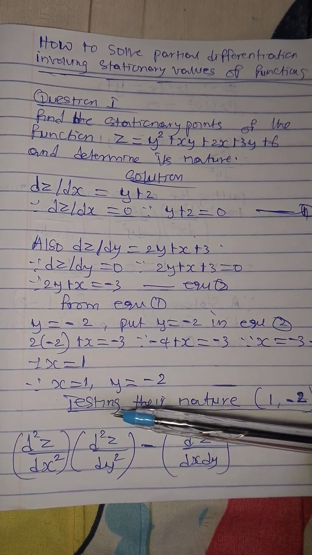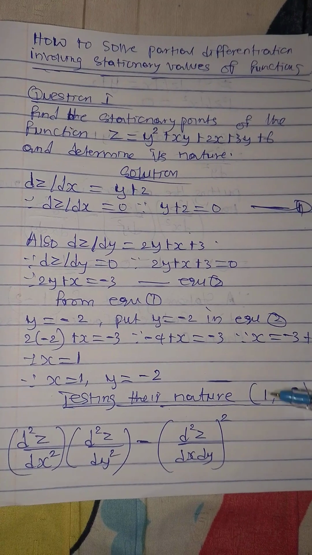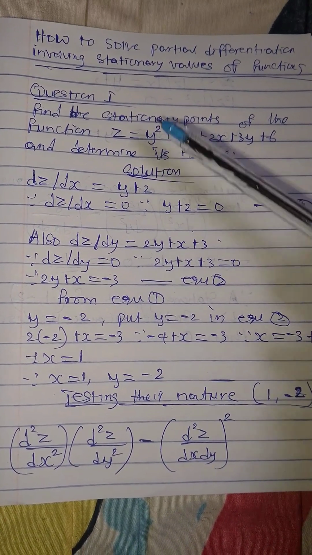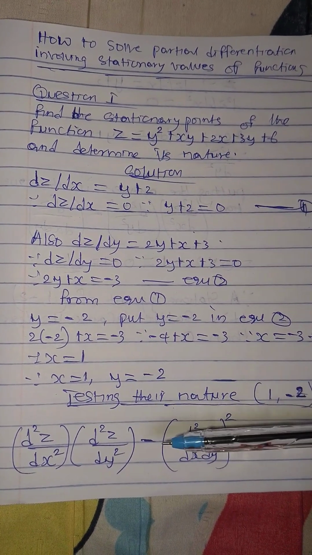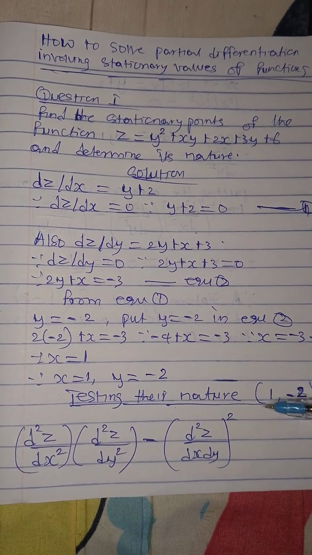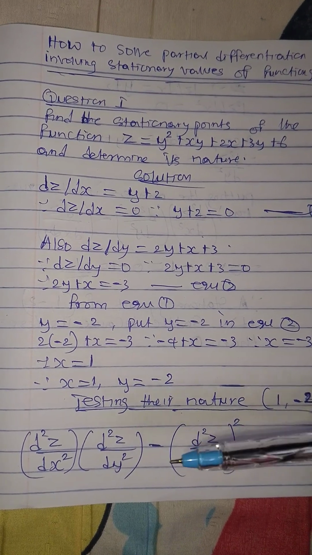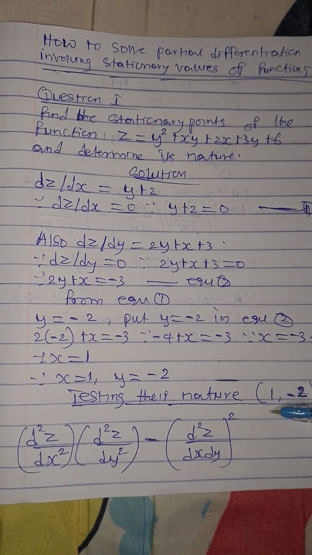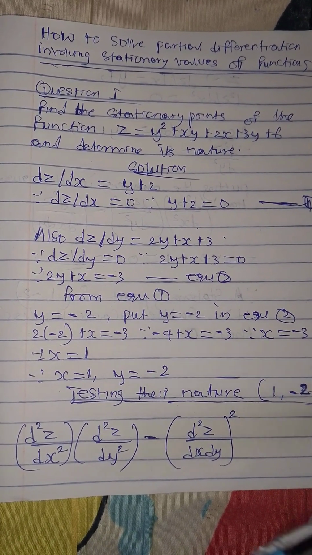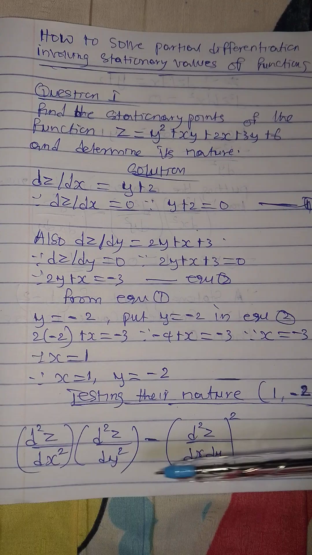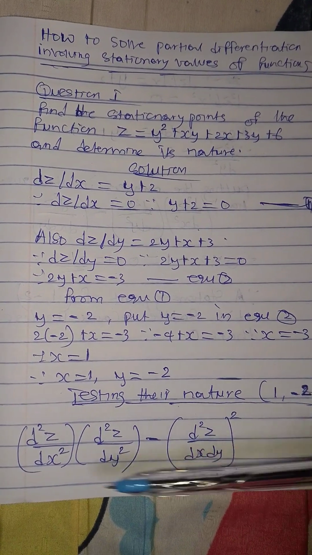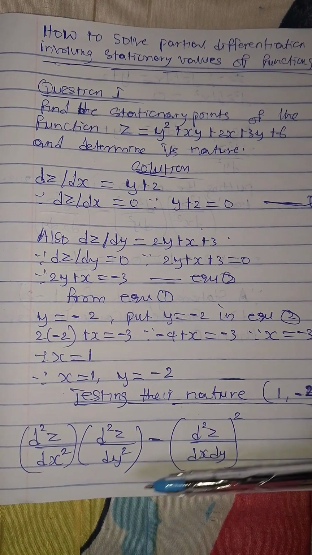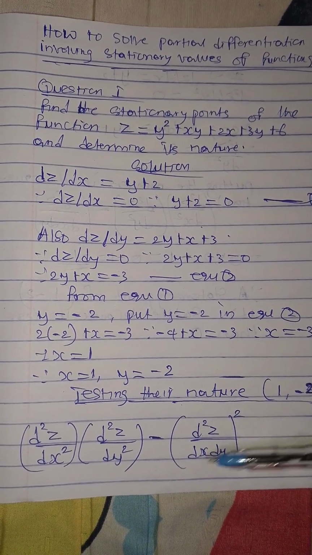So what next? Testing the nature at x equals 1 and y equals minus 2. In this question, we have to find its nature, so I want to find the nature of this stationary point at x equals 1 and y equals minus 2. For you to find the nature, this is the formula you always use: d squared z over dx squared, bracket, d squared z over dy squared, minus d squared z over dx dy, all squared.